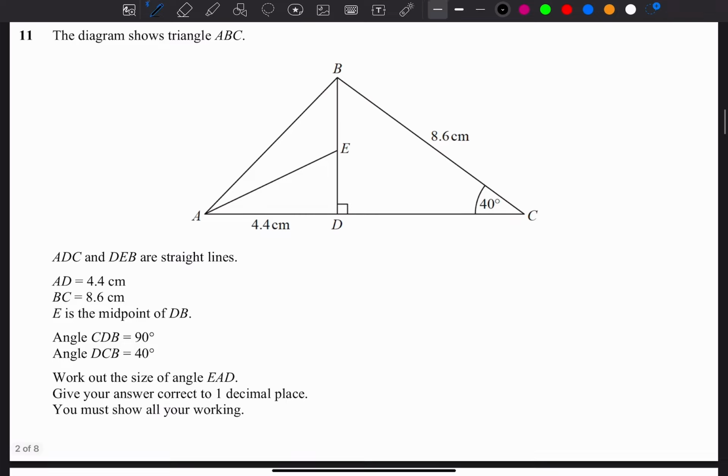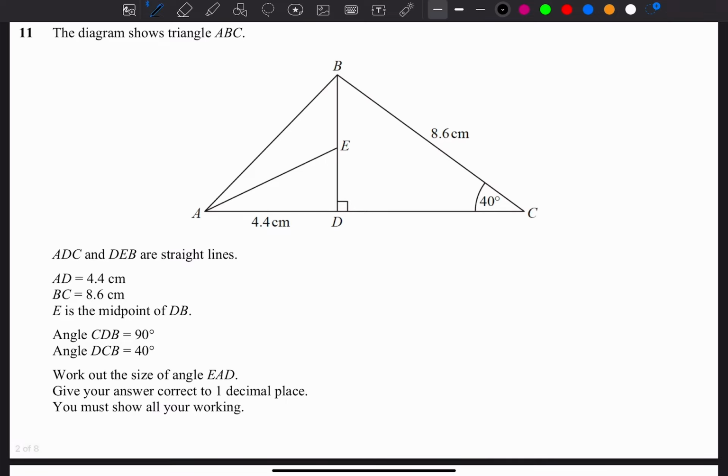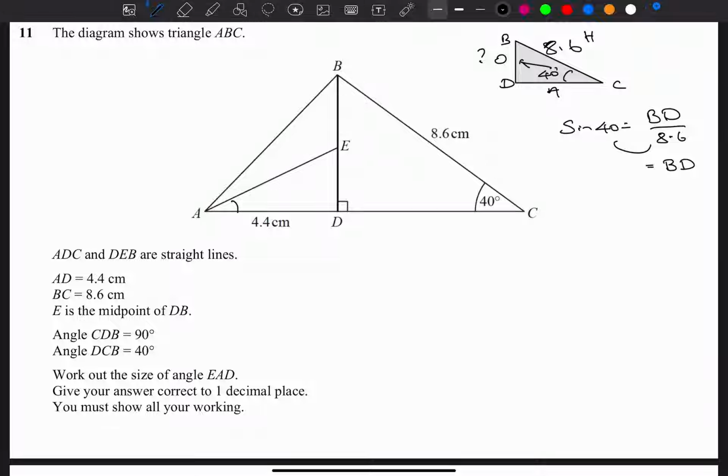Next one, work out the angle EAD. EAD is this angle. Okay, we can work out this length, which is the BD length. If you look at it like this, 8.6 here, 40 degrees, and BD here, so that's B, that's D, and that's C. So that's hypotenuse, opposite and adjacent. You want the opposite because we want the BD. So O and H: sine 40 degrees equals O over H. O is BD, over H is 8.6. You just multiply it, then BD equals 8.6 sine 40.